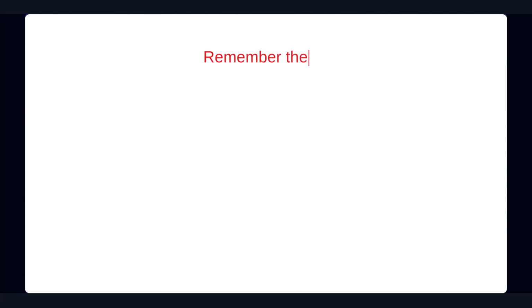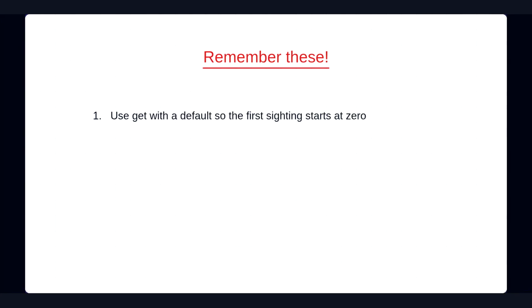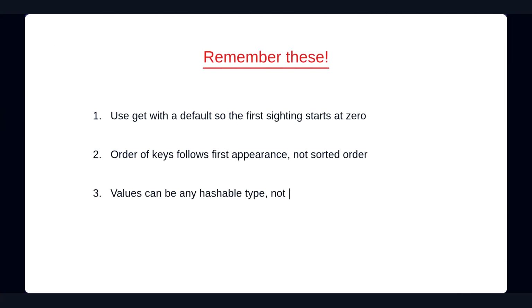A few things to keep in mind. Use get with a default of 0, so the very first time you see a value, its count starts cleanly. Remember the keys come out in the order they first appeared, not sorted. And a hash map happily counts strings or other hashable values too, not only numbers.